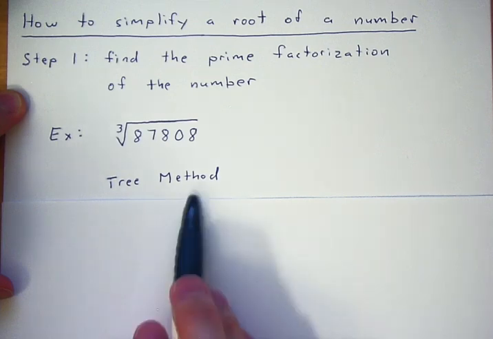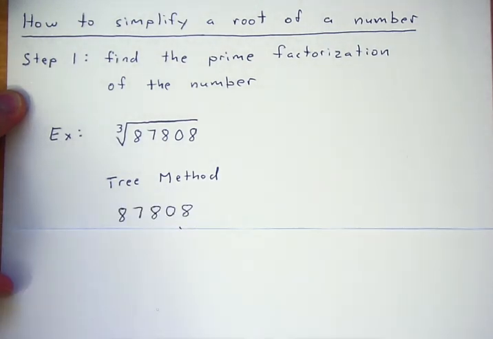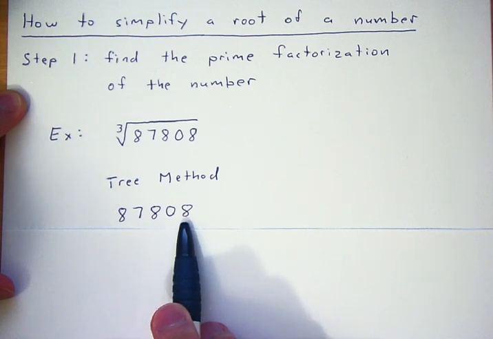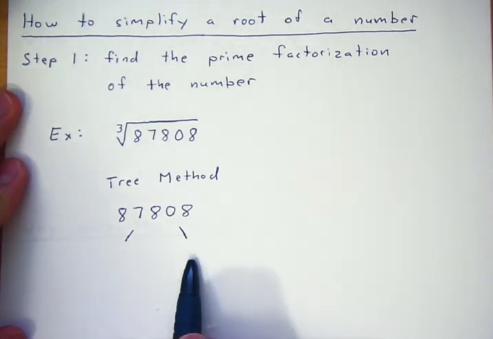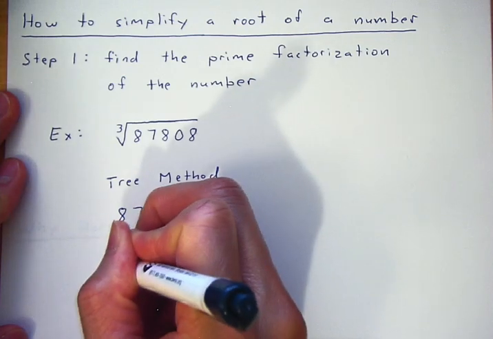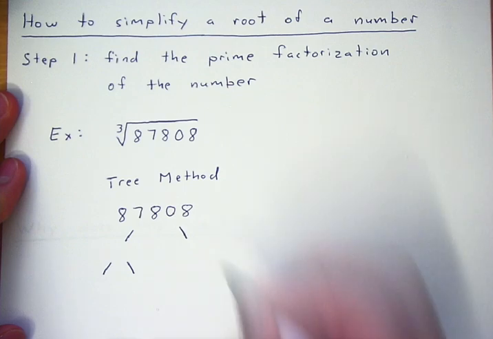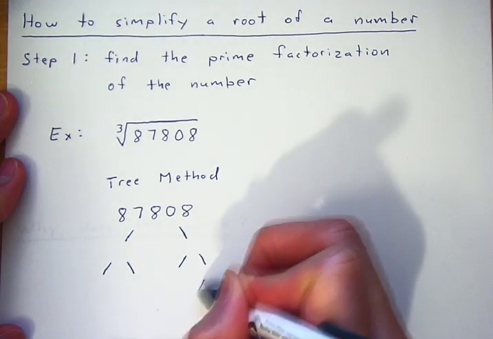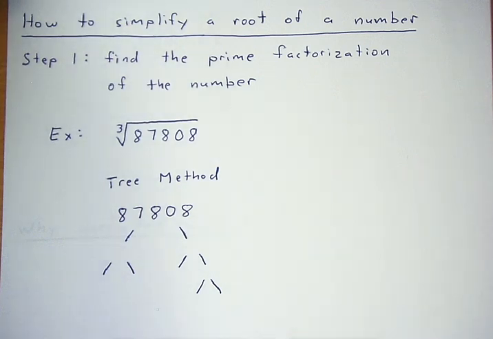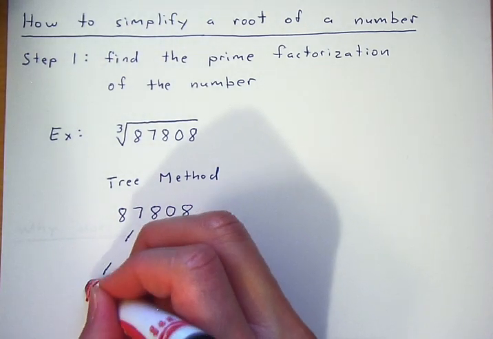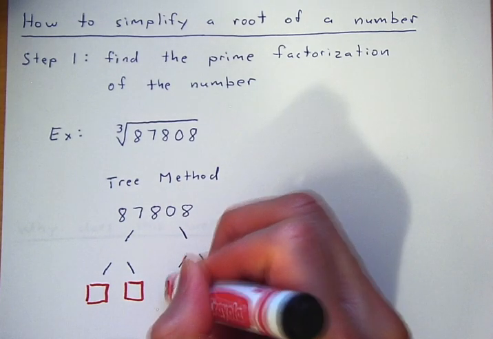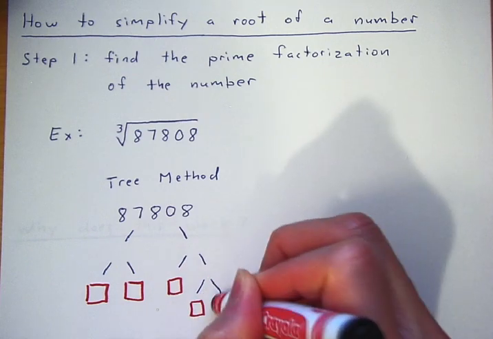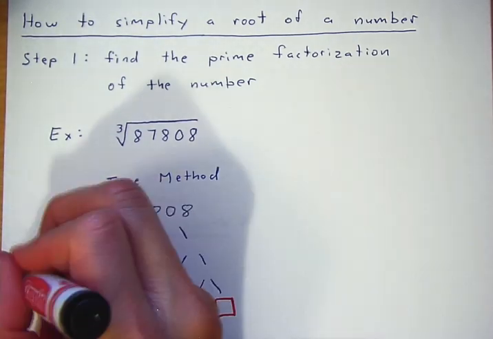There are two ways that I've explained how to do prime factorization of a number. First way is called the tree method. What you do is you start off by writing the number you want to do the prime factorization for. Then you find two numbers that multiply to equal that. If these numbers are not prime, then you just have to find two more numbers that multiply to equal that, etc. You keep on doing this until the numbers at the very end of your branches are all prime numbers. So those would be all prime.